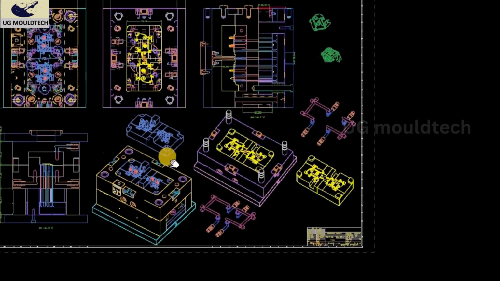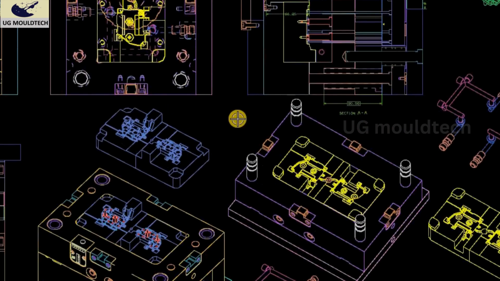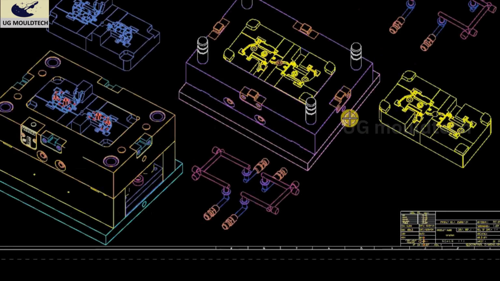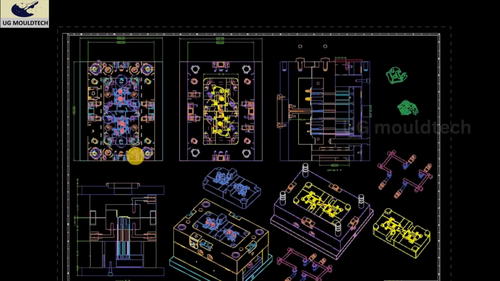Okay, the next step will be identify the main plate. You know there are 2 halves. First is moving half and fixed half. Okay, this is the moving half. This is the fixed half. This is the plan view of fixed half. This is the plan view of moving half.